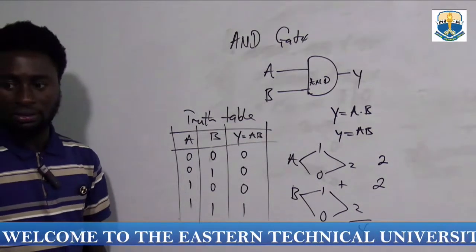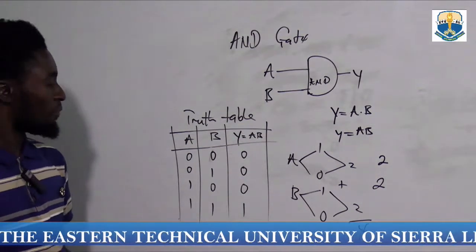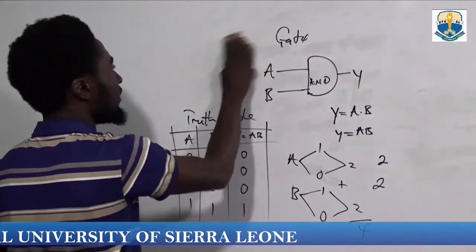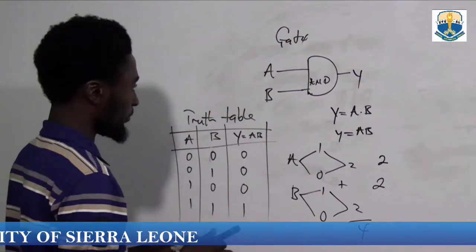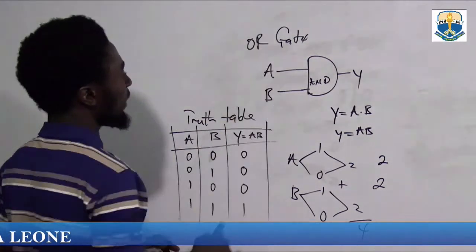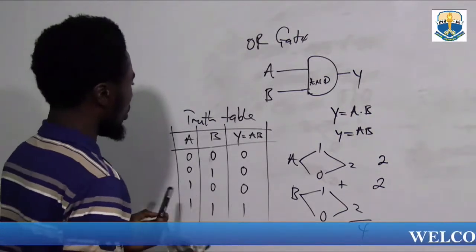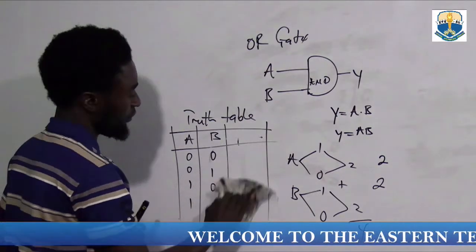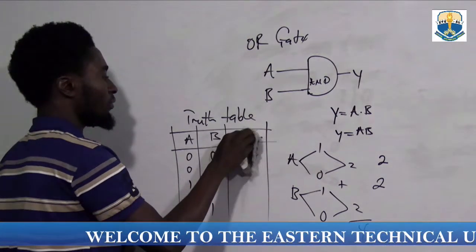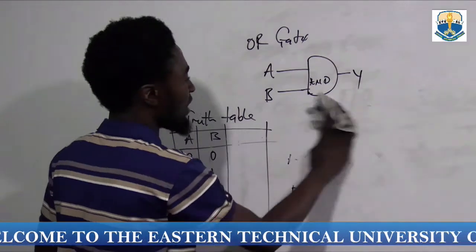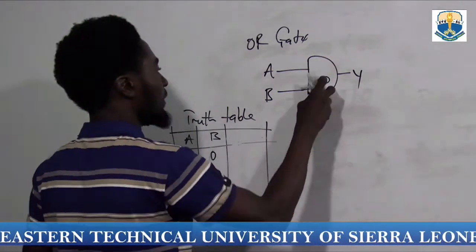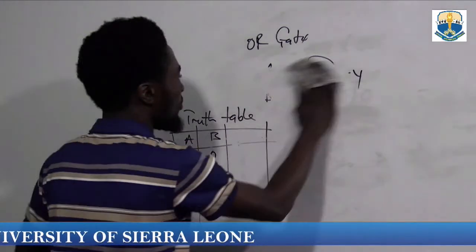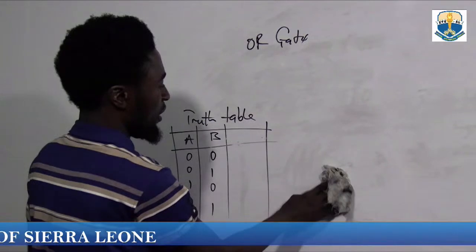So let's also look at the second gate. We say the OR gate. Of course, we are just going to take off all this now, and also this inscription we have, and get rid of everything because we need to draw our OR gate.